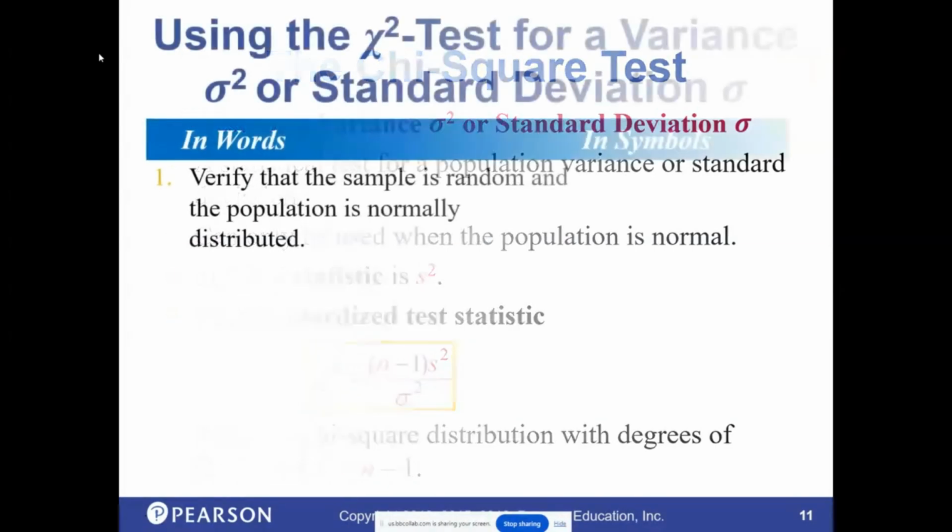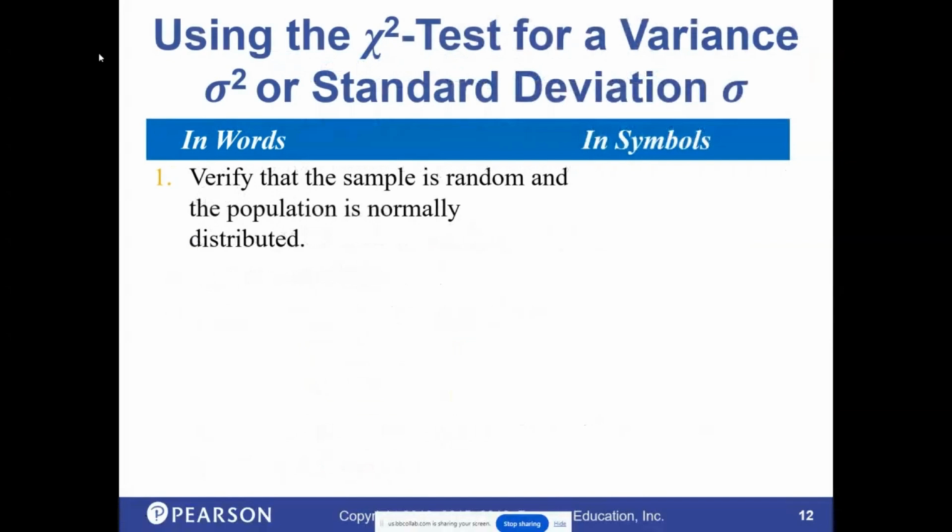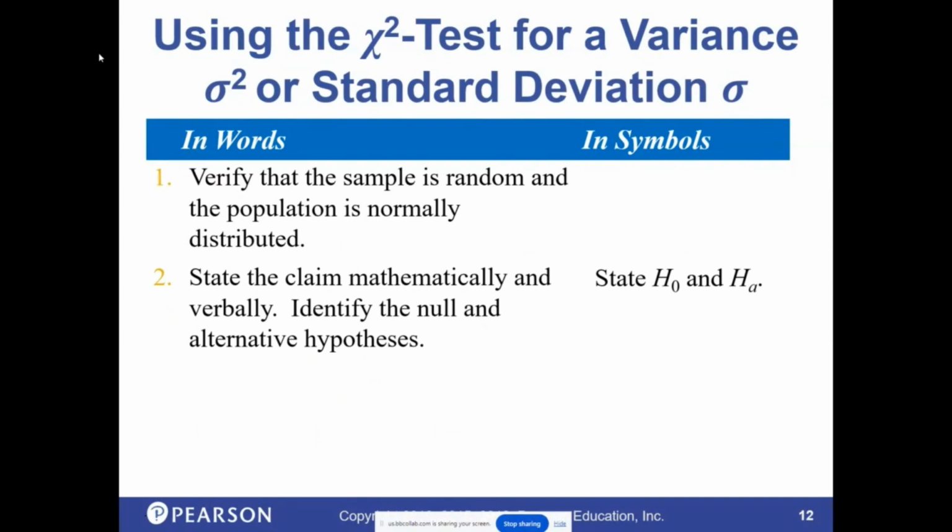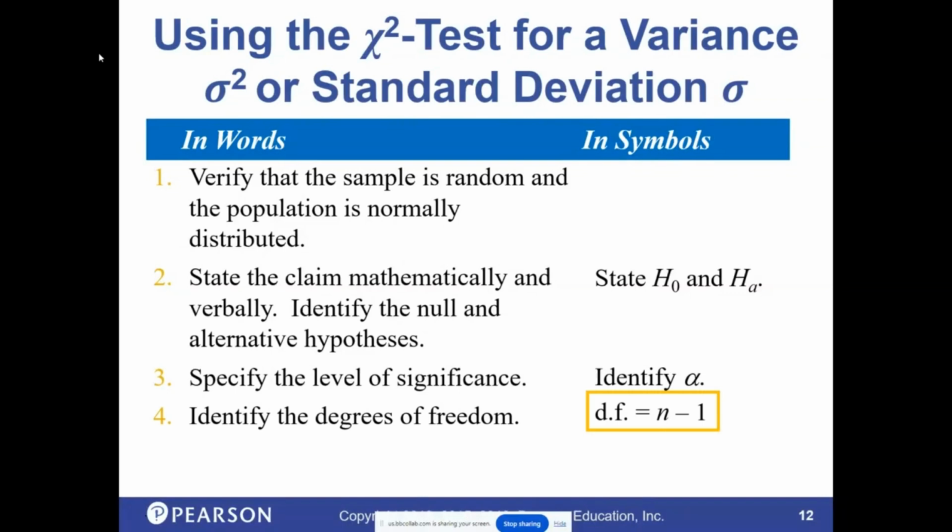Okay. So here's our little chart that tells us all the steps we need to go through as we use the chi-squared test for variance or standard deviation. So first, we verify the sample is random and the population is normally distributed. Then we're going to state the claim mathematically and verbally. So we identify H sub O and H sub A. We specify the level of significance, that's our alpha value. Then we find our DF, N minus 1.